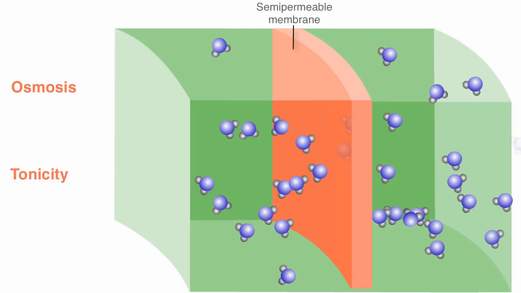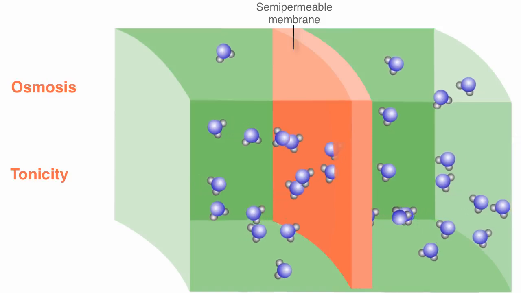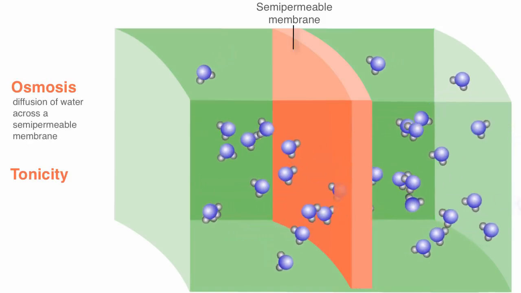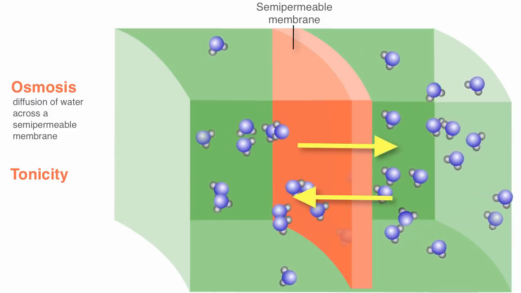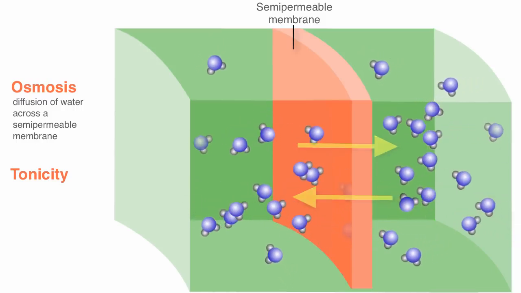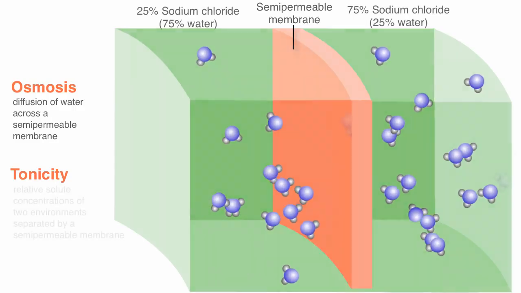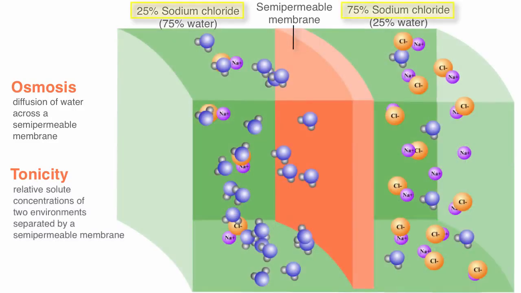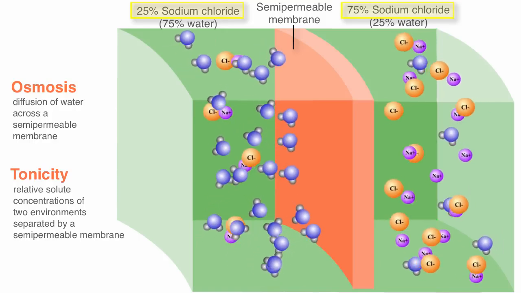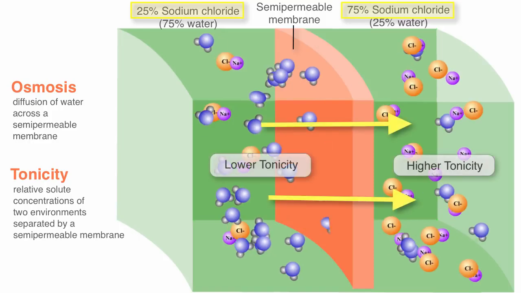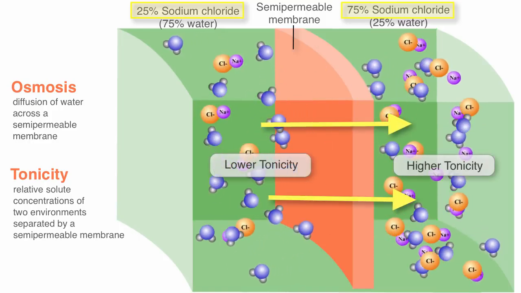Before we take a look at how osmosis and tonicity affect a cell, let's review what each of these terms means. Osmosis represents the diffusion of water across a semipermeable membrane. The term tonicity refers to the relative solute concentration of two environments separated by a semipermeable membrane. In other words, by comparing the tonicity of the solutions, you can determine the direction in which osmosis will occur.